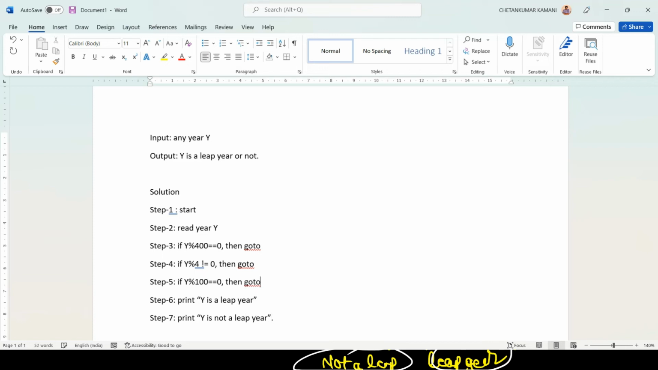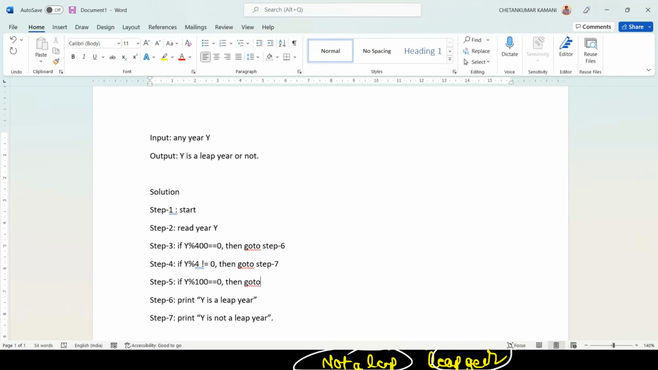Okay, let's see, if Y modulo 4 equal to 0, that means if we get remainder 0 after dividing by 4, then it's definitely a leap year. Then what is the step number for leap year? Step number 6. Go to step 6. If the given number is not completely divisible by 400, then we have to further divide the same year by 4. If it is not equal to 0, then it is definitely not a leap year. Step number 7.